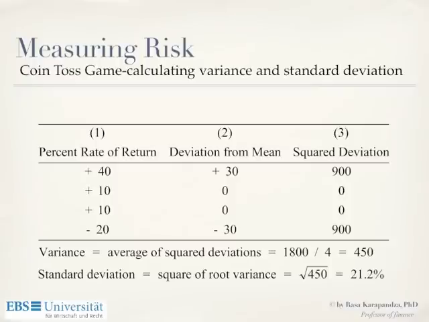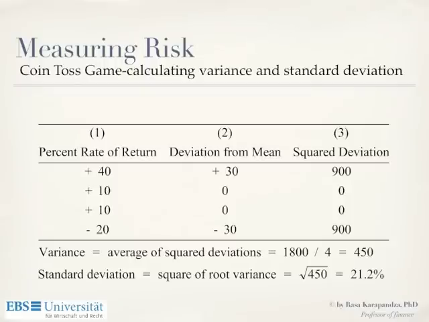Imagine that these were returns in percents that you would get by investing in, let's say, stock of IBM. If you invested in the stock of IBM in 2008, you would lose 20% of your money. In 2009, you would win 10%. In 2010, you would win 10%. And in 2011, you would win 40%. Let's say that these are historical data. So how do you calculate the standard deviation of these returns?